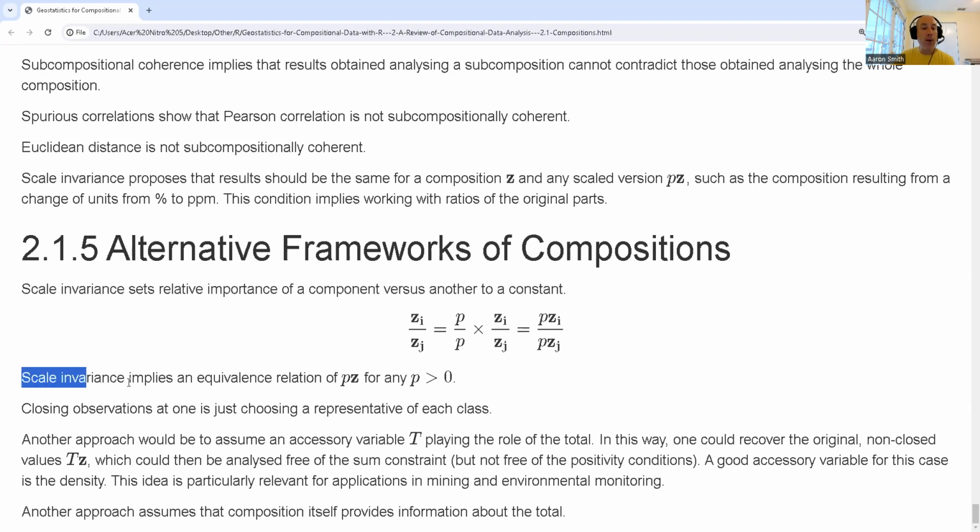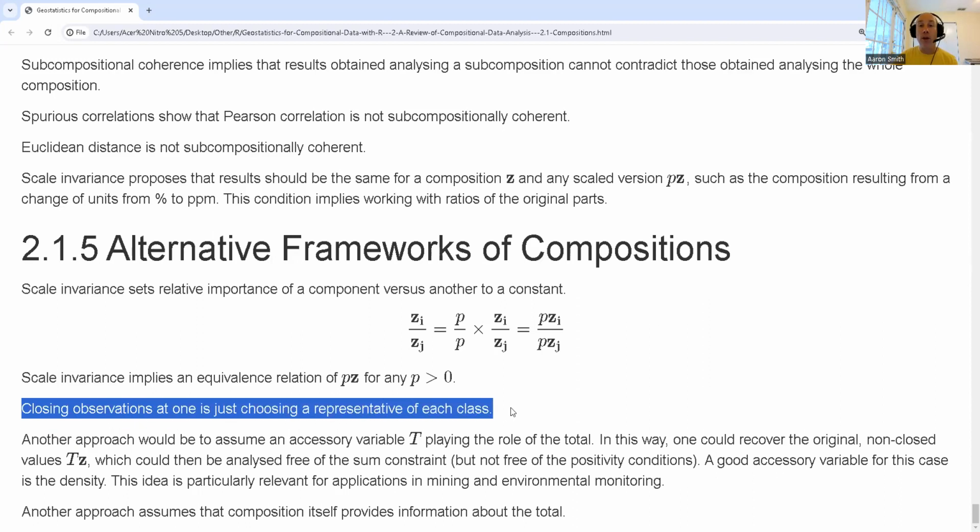In fact, scale invariance implies an equivalence relation on our data, where every possible row of data I could observe is equivalent to each other if I could rescale my entire data set and get the same value. So the equivalence relation is on all possible rescalings. Closing observations at 1 is just choosing a representative for each class. So I could close by rescaling to 1, 10, 20, 50, a million, 100. Typically we use 1 or 100.